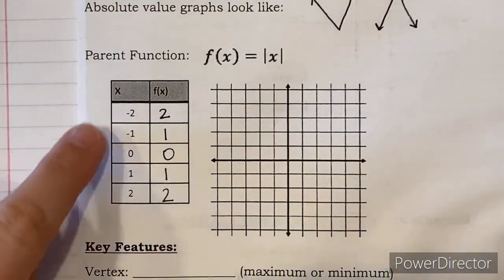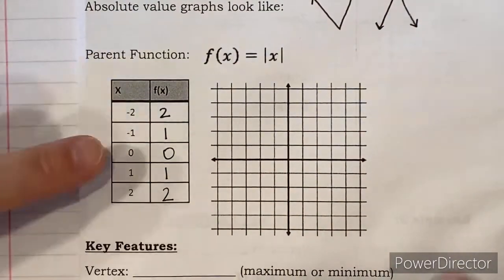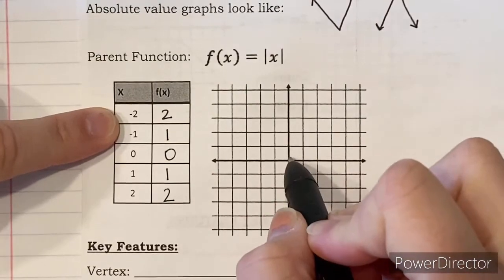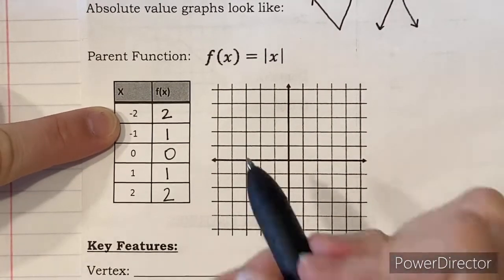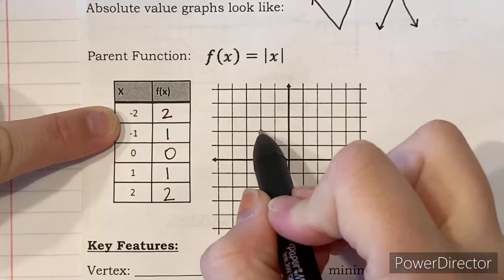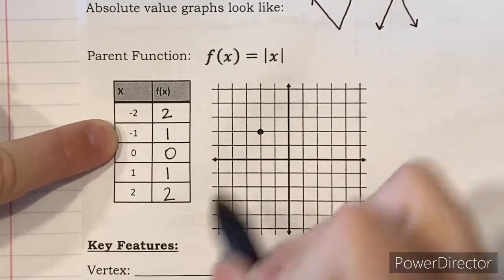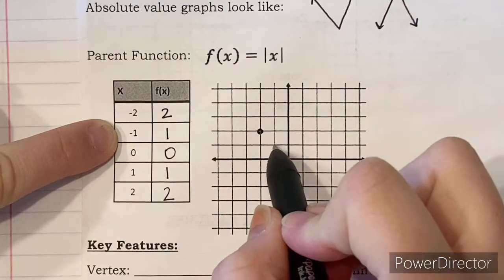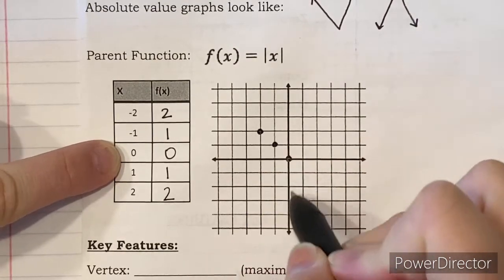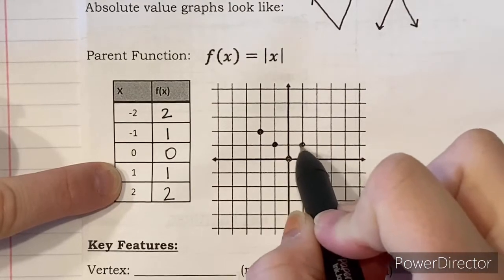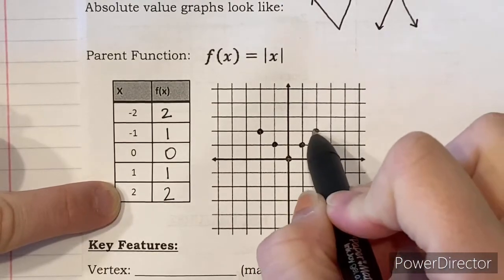So we're just going to start. I'm going to start at the very top and work my way down. -2, 2. Remember, x values come first in an ordered pair, so we're going to go to -2 and up to +2. Next one is -1, 1. Got 0, 0, which is the origin. 1, 1, and then 2, 2.